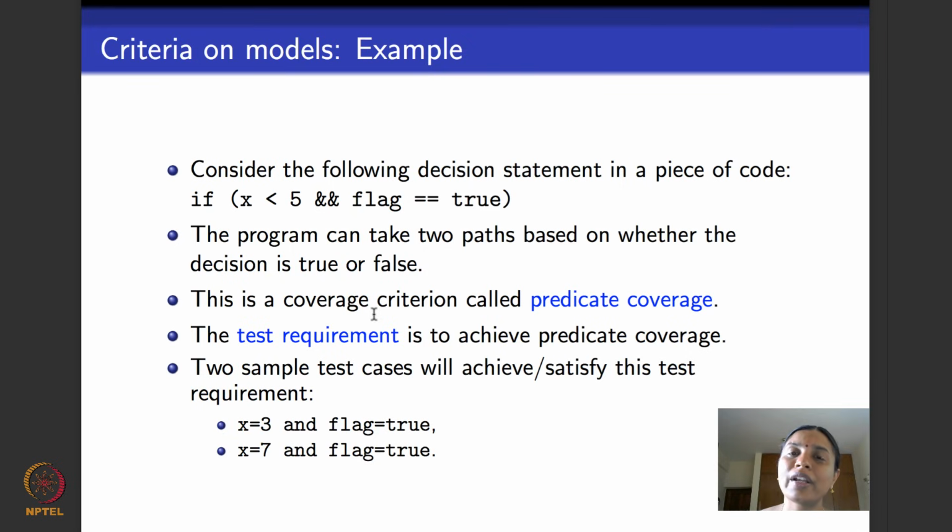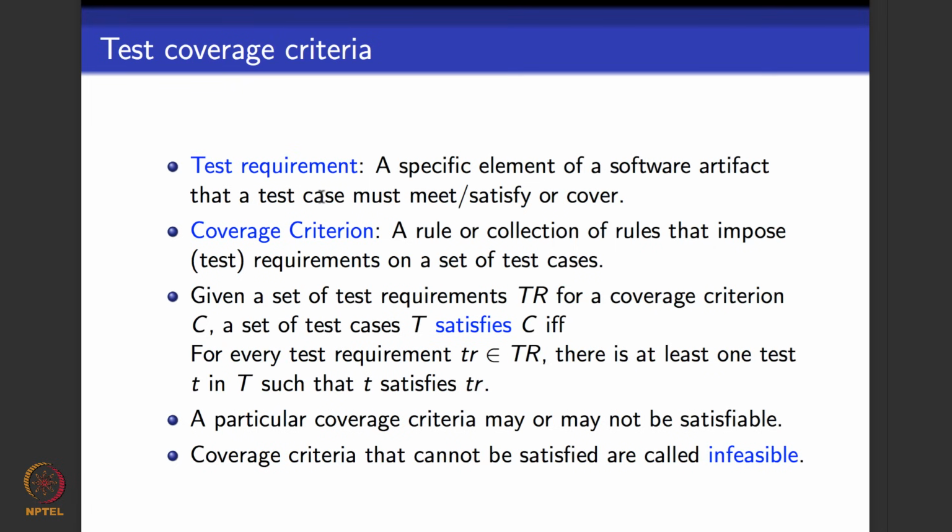So we'll see how to define such coverage criteria based on graphs, based on predicates, based on sets of inputs, and how to automatically design test cases that will tell you whether the particular coverage criteria is achieved or not, and if it is achieved, how is it achieved? So here are some definitions.